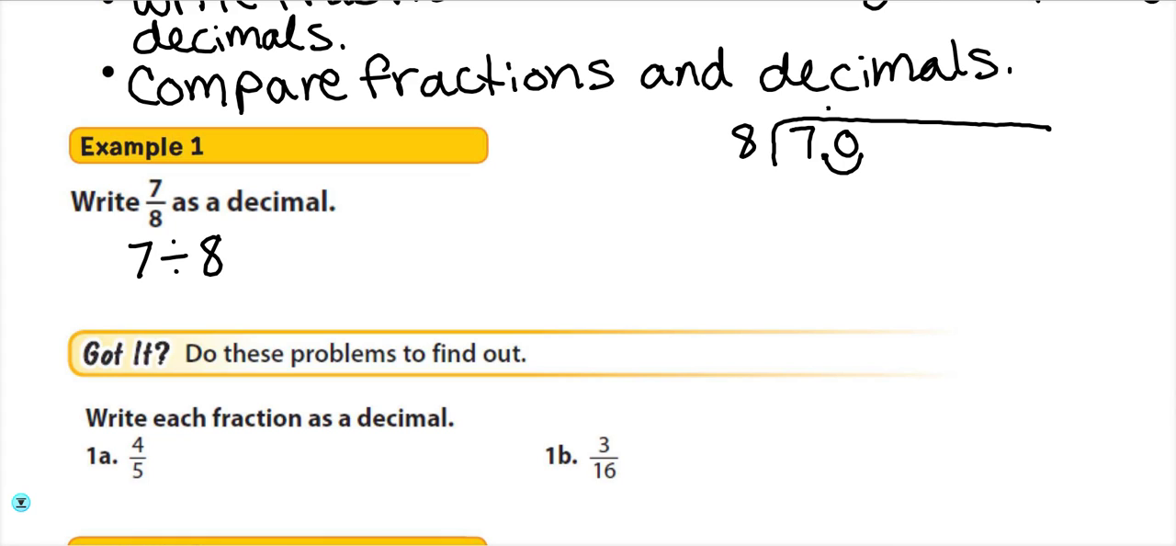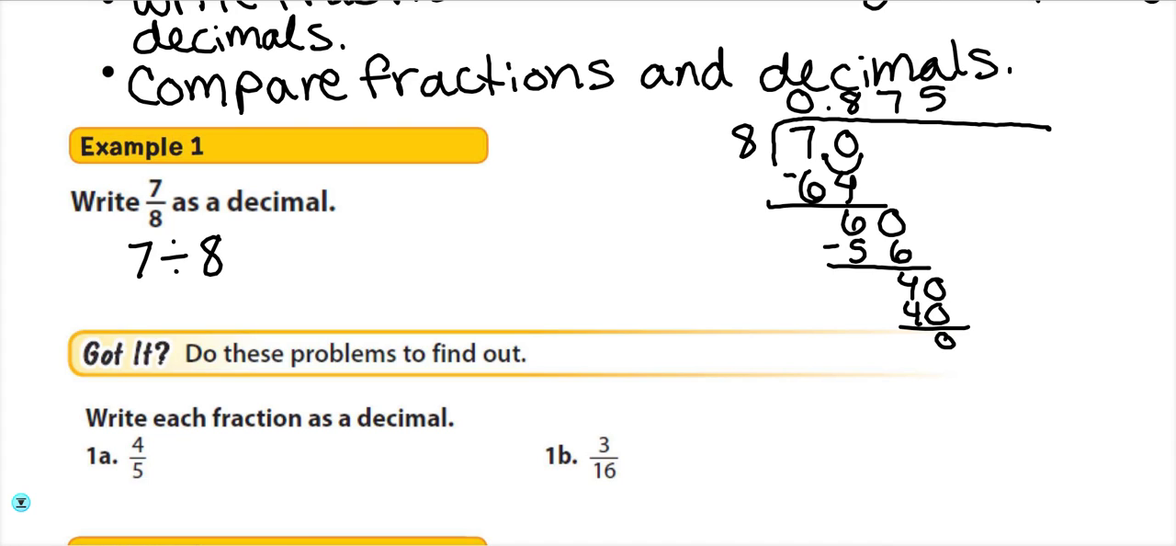All right, so will 8 go into 70? And the answer is yes. And then we say how many times? Well, it'll go in 8 times, which is 64. Okay, so 70 minus 64, that's going to give us 6. When we're out of numbers, we just bring in a 0. So 8 goes into 60, that would be 7 times. That would be 56. The difference of 4. Bring in another 0, and that one's going to give us 5. And that did come out exactly. So this is a terminating decimal, and the answer is 0.875.